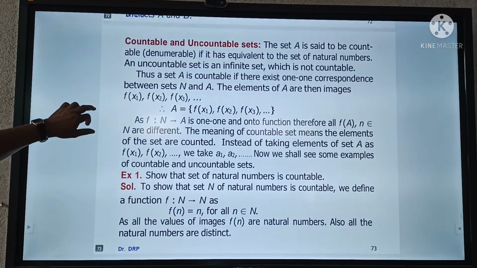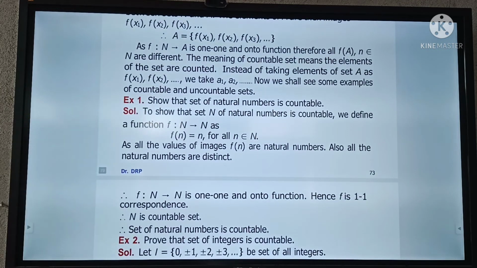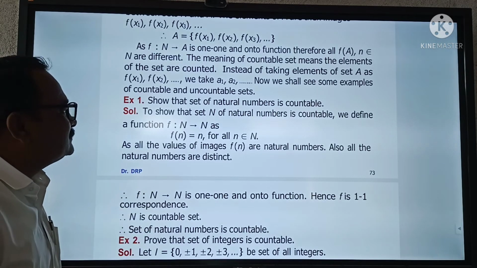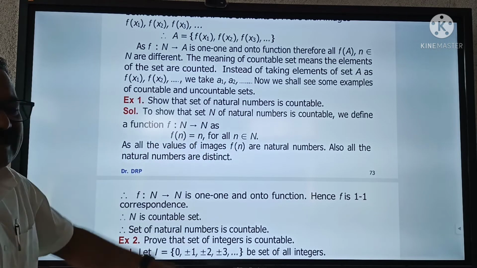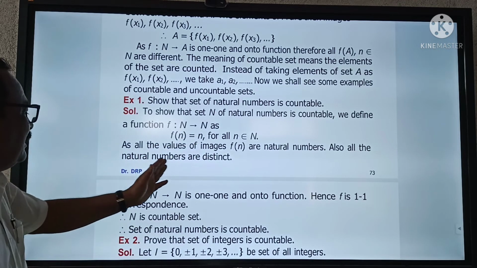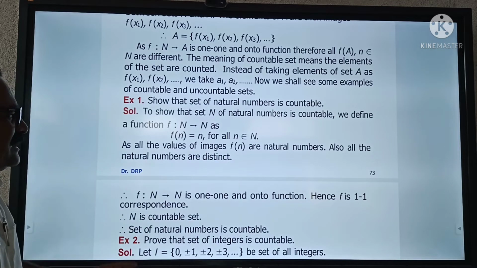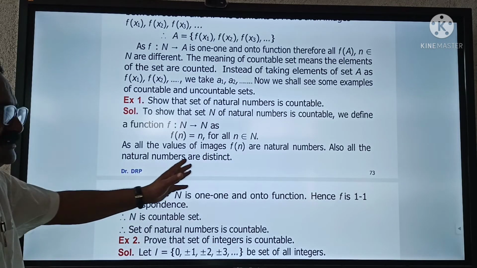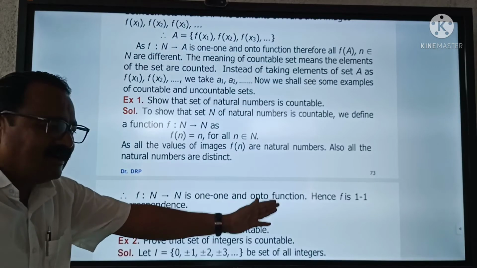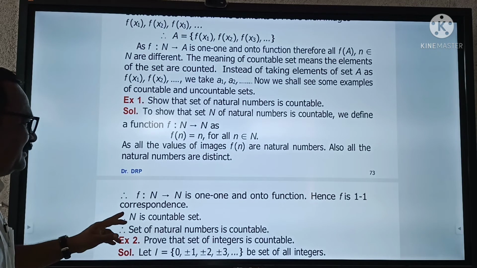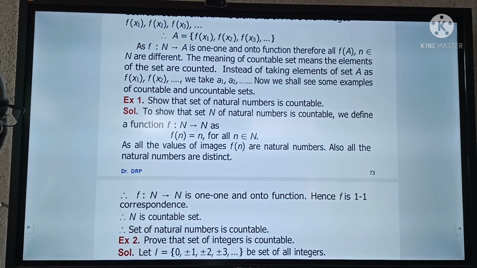So see the example. Show that the set of natural numbers is countable. To show that the set N of natural numbers is countable, we define a function f from N to N as f of n equals n. Clearly, all the values of the images f of n are natural numbers. Also, all the natural numbers are distinct. So f from N to N is a one-to-one and onto function. Here f is a one-to-one correspondence, which means the function must be one-to-one and onto.